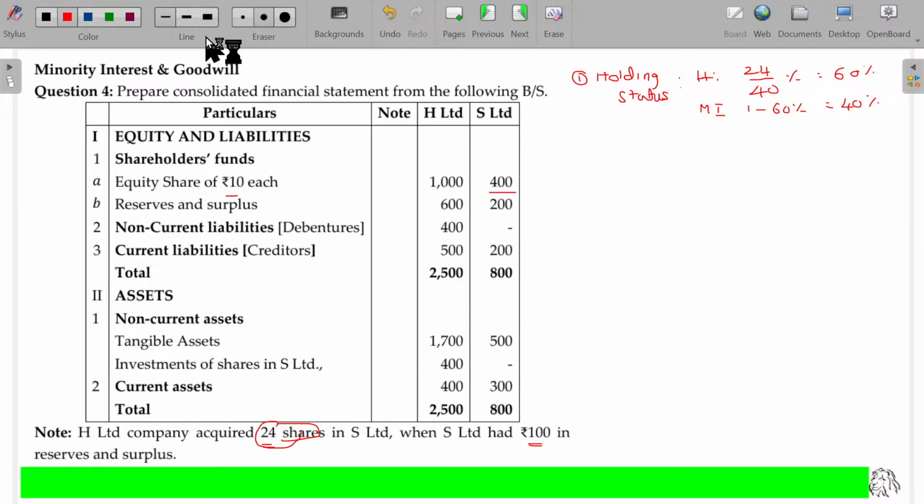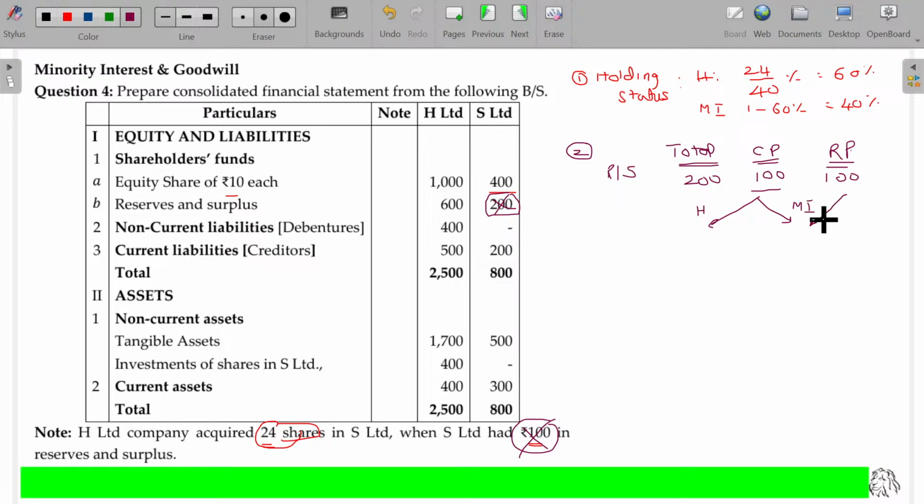Step number 2. Reserves and surplus. Total reserves and surplus being 200 rupees. Now I am going to segregate the two, capital profit as well as revenue profit. As on the date of acquisition, the profit that exists, being 100, is called capital profit. Any profit earned after that will be named as revenue profit. We assume out of the total, 100 capital profit means the balance being revenue profit. This 100 will be shared between the holding company as well as the minority interest.